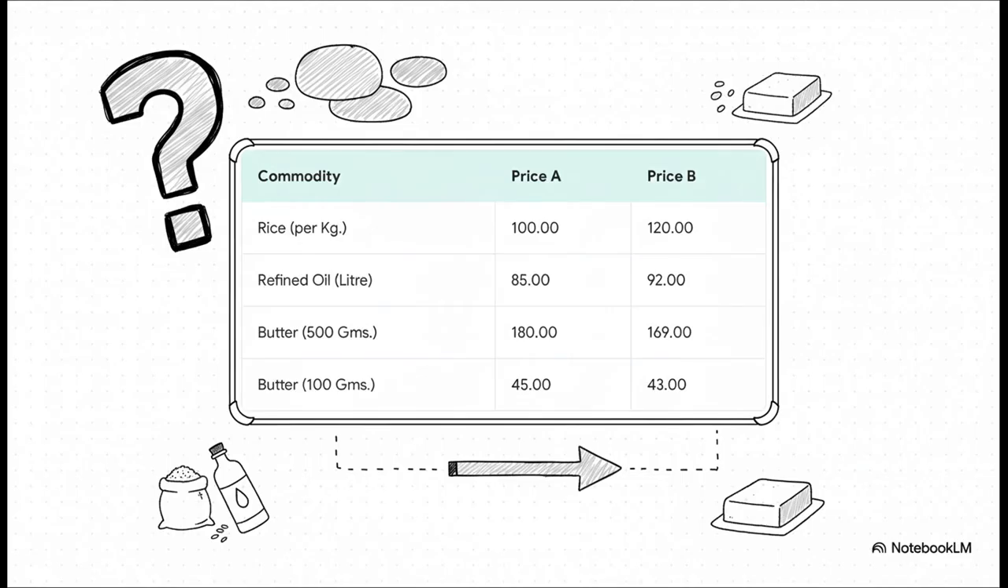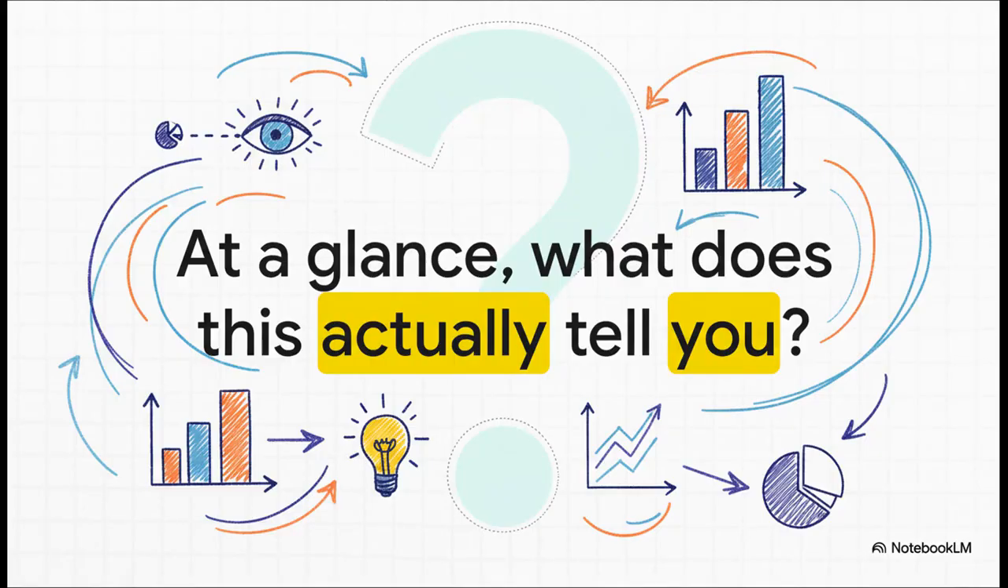I mean, look at this table. It's pretty simple, right? Just comparing prices between two shops, but you still have to work to understand it. Your brain's got to go line by line, compare 100 to 120, 85 to 92. You're doing all this mental math just to figure out what's going on. See? It doesn't just jump out at you. You have to kind of squint and think about it.